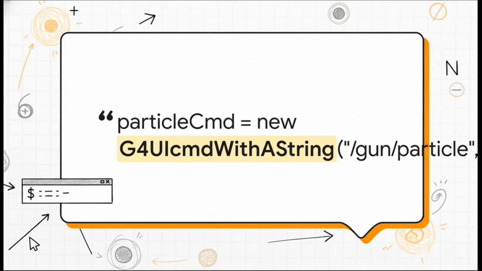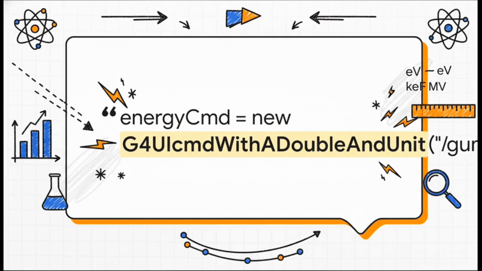Next up, we need a way to choose what kind of particle to fire. Since a particle's name is just text, we use a string command. Now, the user can literally just type /gun/particle proton, and the simulation knows exactly what to do. It's that simple. Now, this is where it gets really smart. To set the particle's energy, we use a command that understands both numbers and units. This means a scientist can type /gun/energy 500 MeV or /gun/energy 0.5 GeV, and the system is smart enough to handle all the conversions automatically.